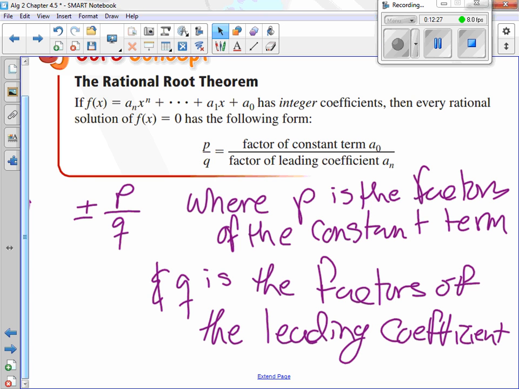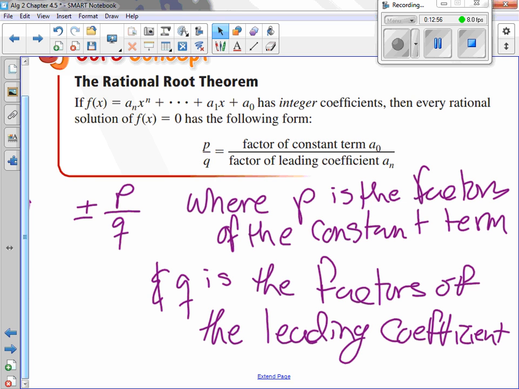P over q, the factors of the constant term over the factors of the leading coefficient. And this here will give us every possible rational zero. So if there is a rational zero, a whole number or a fraction, or a mixed number, if we can write it as a fraction or a whole number, this will list it. It will show up in this list.